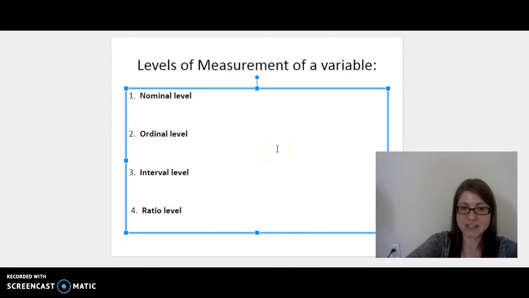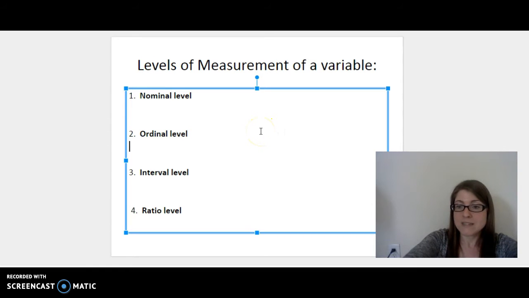Math 152 students. In this video, we're going to look at some tips for levels of measurement. The first tip that I have for you is to back up a step and think about qualitative and quantitative. If you can identify whether your variable is qualitative or quantitative, you can narrow your choices from 4 to 2.